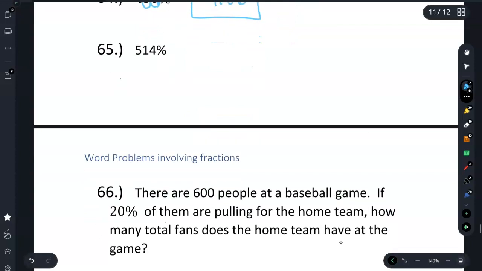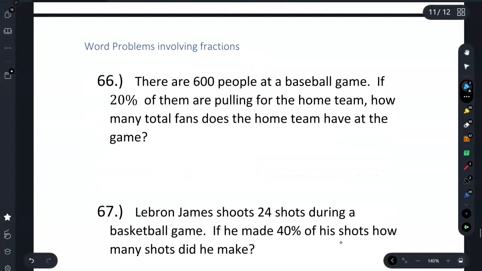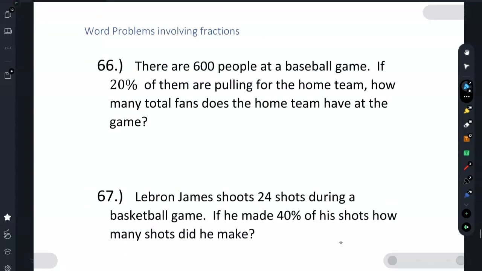All right, last page, I believe. All right, so very similar to the word problems that we looked at the beginning of this video, here I'm just dealing with percentages. So if there are 600 people at the baseball game, once again, there are 600 people at the baseball game. If 20% of them are pulling for the home team, how many total fans does the home team have at the game?